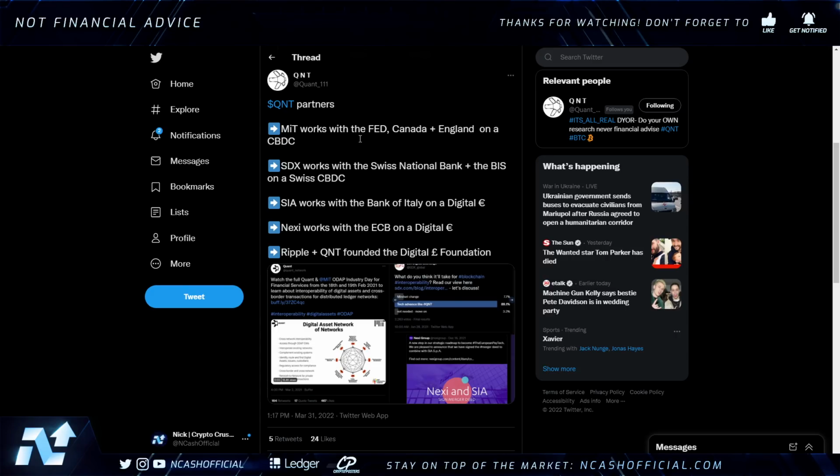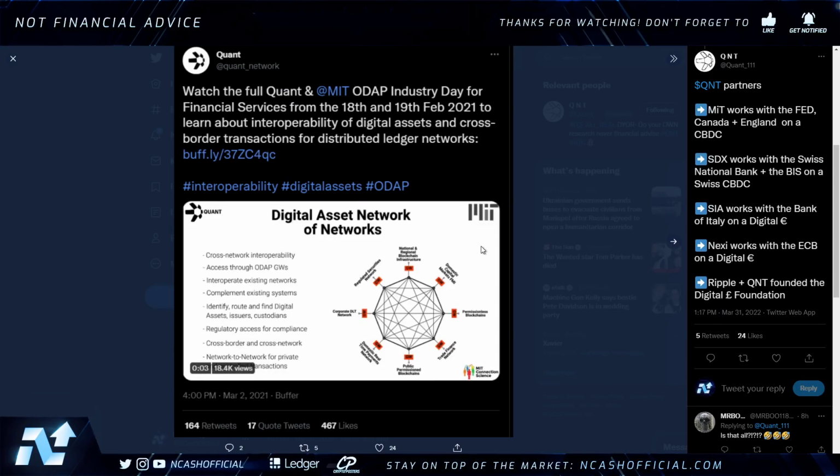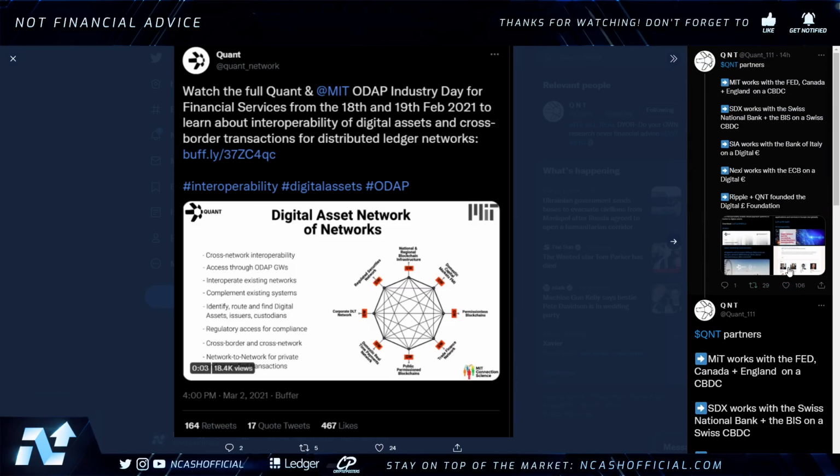But again, when we are talking about all of these major connections that QNT already has, these are already true and proven partnerships. Honestly, when we're talking about Quant and what they are designing here, this is 100% necessary and needed in pretty much all of these major markets, specifically regarding cross-border payments. We're talking more so about the innovation of CBDCs. This is, at the end of the day, what we should all be watching for.